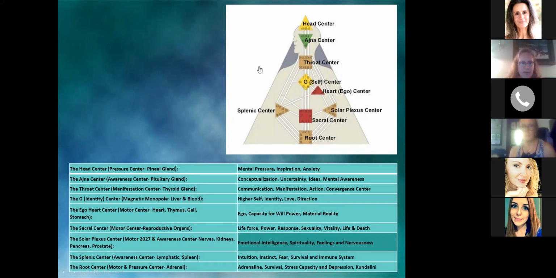I know that Amanda covered this, but going a little bit deeper, the head center is a pressure center. There are 2, the head center and the root center provide pressure for the person experiencing how they're filled in, how they're defined. The head center equates physically to the pineal gland, and it provides for us mental pressure, also inspiration. So we're pressed, we're inspired to create something, or we're pressed into anxiety. Alternatively, it depends on who we are and how we experience it.